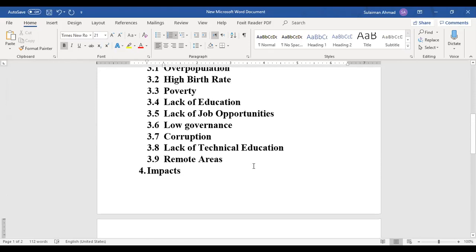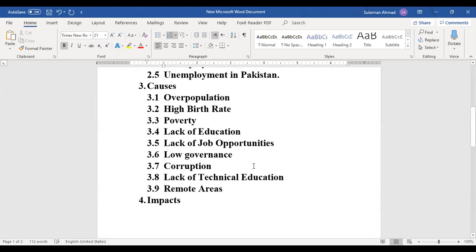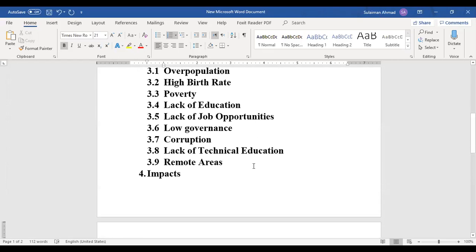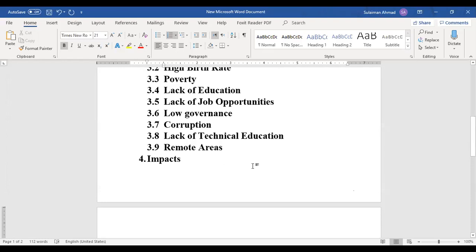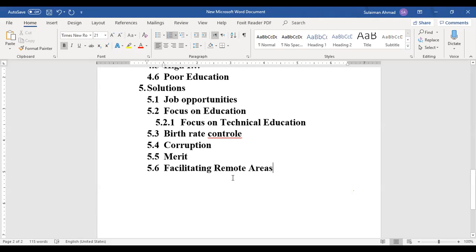Come on, let's draw a line between brainstorming and outlining. This is not brainstorming. We have already brainstormed ideas for this topic, if you remember. What else can be there? Come on. Facilitating the students of the remote areas. So let's suppose these are all the solutions.